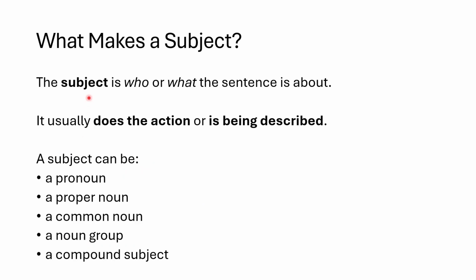The subject is who or what the sentence is about. It usually does the action or is being described. A subject can be a pronoun, a proper noun, a common noun, a noun group, or a compound subject.